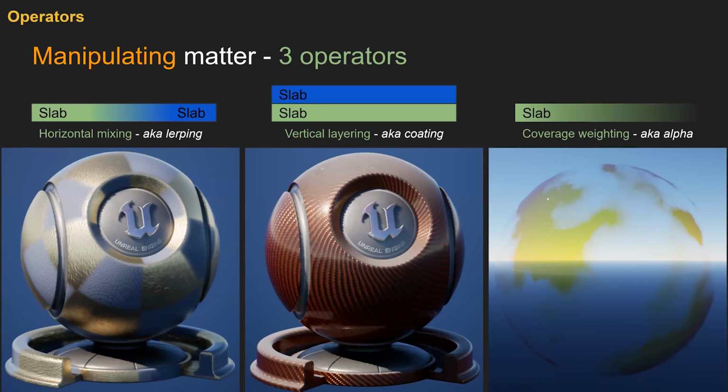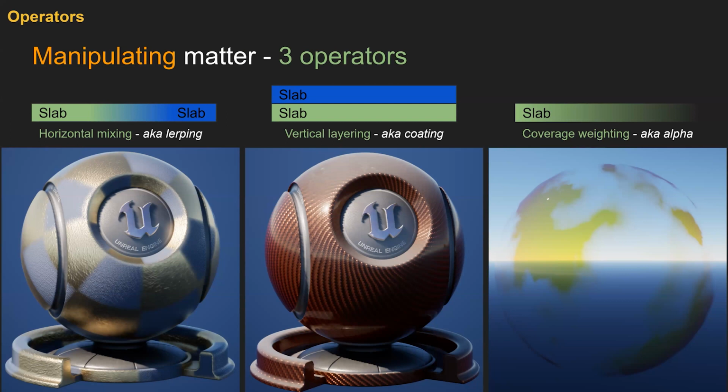One is horizontal mixing, on the left here. For example, in this example, we mix some sort of subsurface leather with gold, and we keep all the lobes in the intersection area. So you can see that we can horizontally mix the two slabs, the two matters, on the surface. The second operator, in the middle, is vertical layering, which is akin to coating. In this case, you can see there's a metallic anisotropic bottom slab, and at the top you have some sort of red gel or red plastic that's coated on top of it.